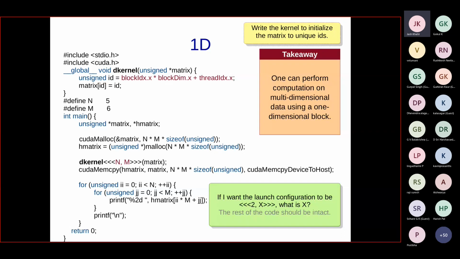Yes, that's correct. 15 should be there, because at the end we want to launch 30 threads to initialize this matrix, and hence it should be 2 comma 15, and that will give the correct results for this code if we change this part.